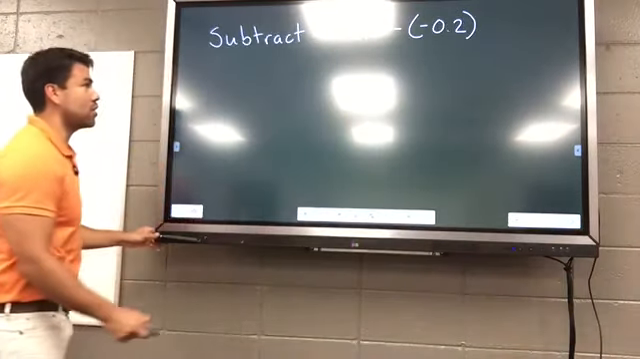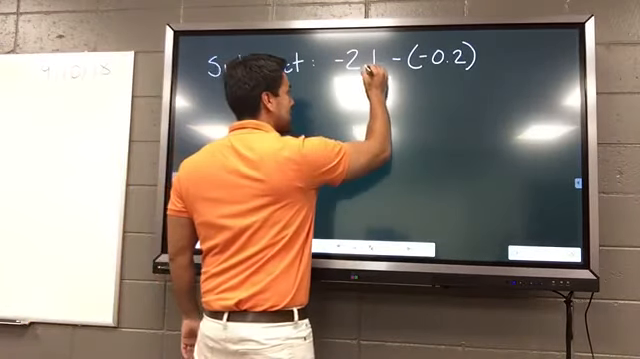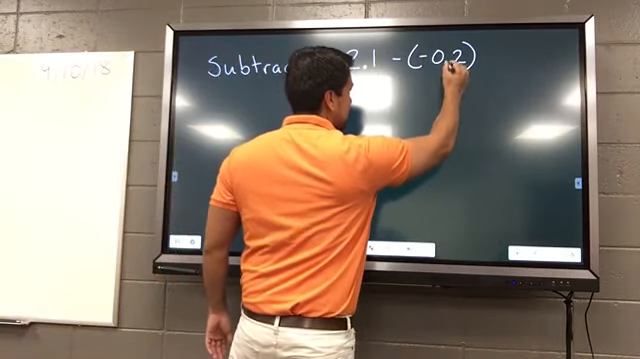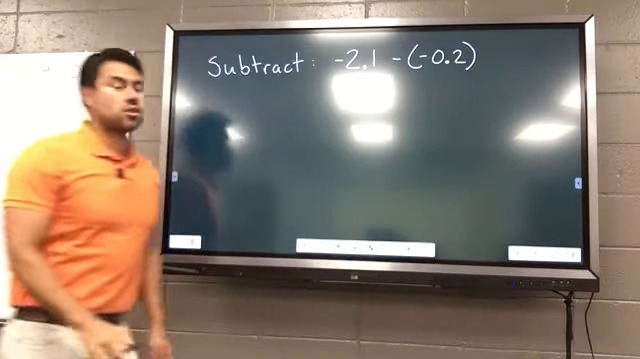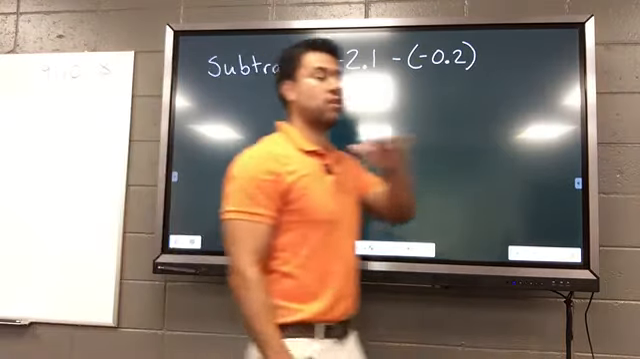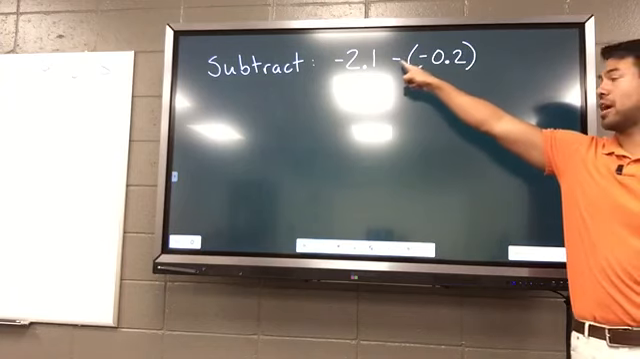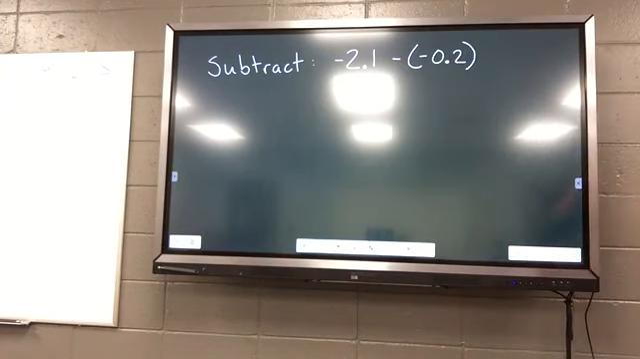Okay, the first problem we're going to go over is this one right here. Negative 2 1/10 minus negative 2/10. So go ahead and write this problem down. Do you guys remember a little process called stay, change, opposite? You guys remember that? Okay, in all these problems in this lesson, we're not going to look at this problem as a subtraction problem. We're going to change it to addition.